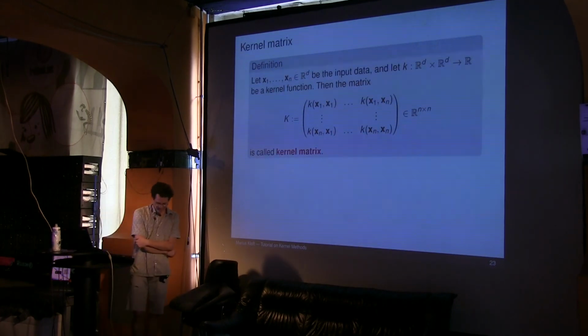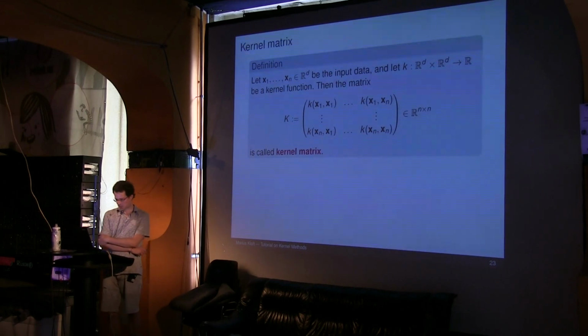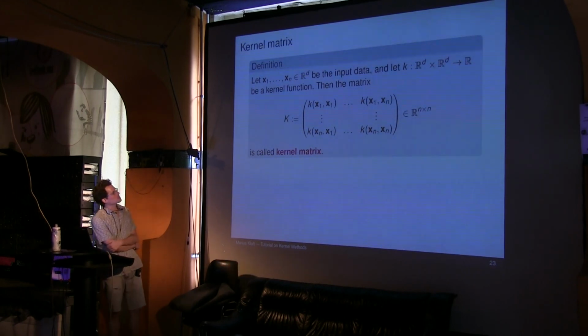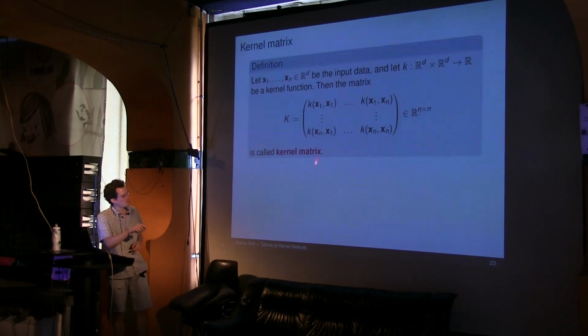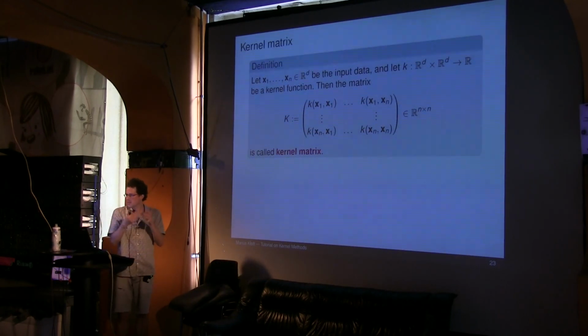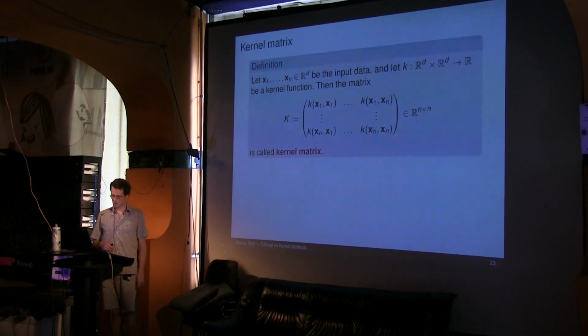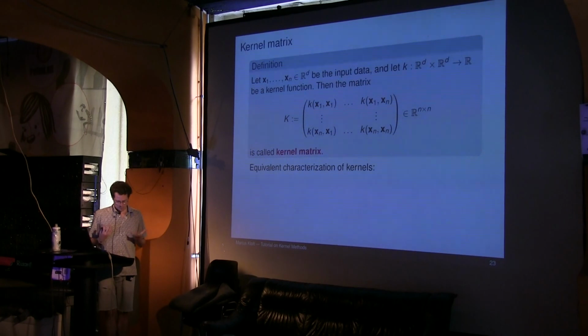So the next important notion is the one of the kernel matrix. The kernel matrix is just the matrix that is composed of the kernel evaluations of pairs of input points. So if you have a bunch of data, let's say 1,000 points, the kernel matrix will be 1,000 by 1,000. It's just measuring the similarity of every pair of points. This is quite useful because it gives us another characterization of kernels.